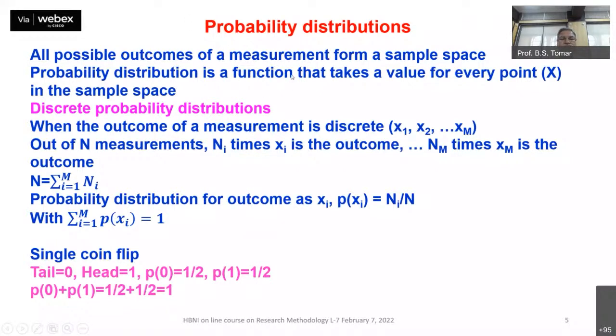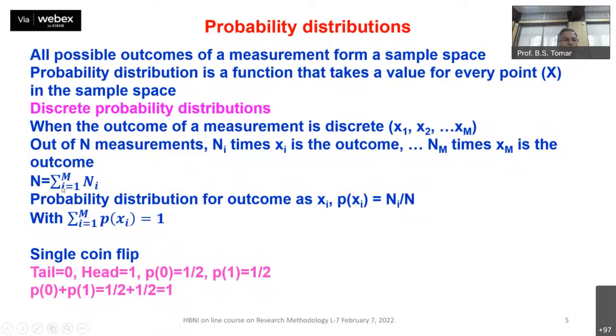Then the probability distribution, like P(x), is a function that takes a value for every point x in the sample space. So you have a sample space, and for every point you have a probability. Distributions could be discrete or continuous. Discrete variables will take values like integer values x1, x2. When you want to write the frequency distribution, you have n measurements where ni times you get outcome xi, and so on.